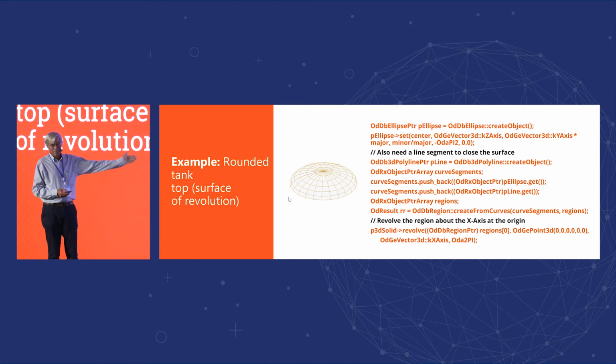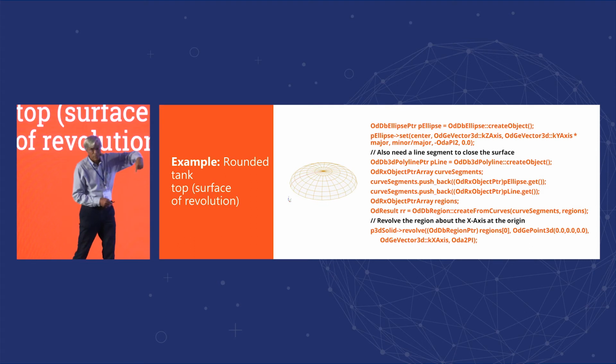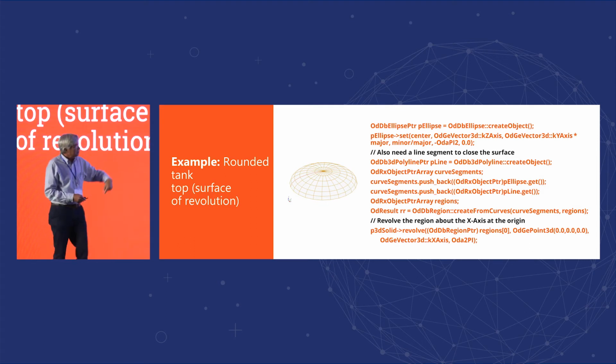Here's a similar function. If we have the top of a large tank, what we do is we make an arc that describes the top of the tank, and then revolve it around the center of the tank top. And once again, we just call a very simple function, revolve.